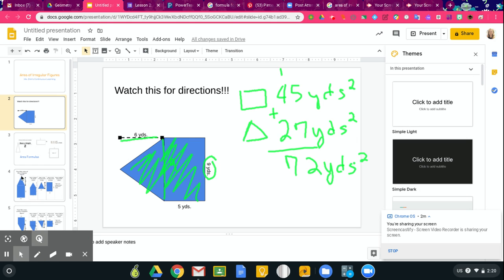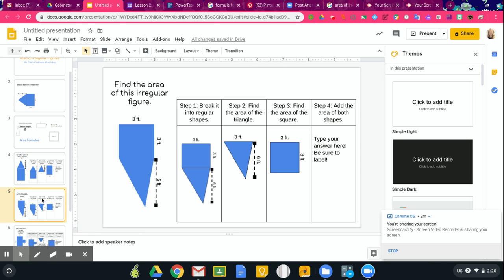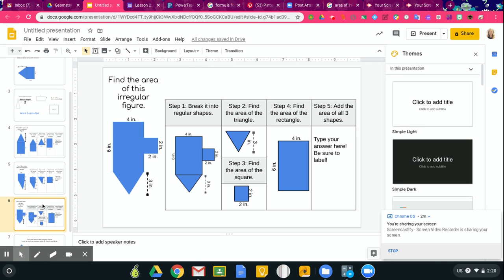On all of these, except for one, you only have 2 shapes to identify the area of. But on slide 6, there's 3. There's a rectangle, a square, and a triangle. So once you find the area of all 3 of those shapes, you'll still add them together and then throw the label on there.